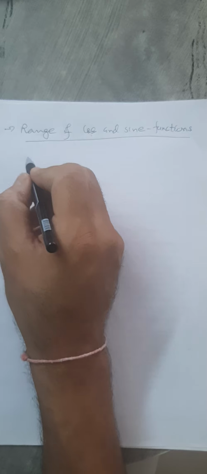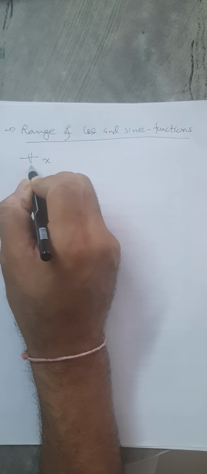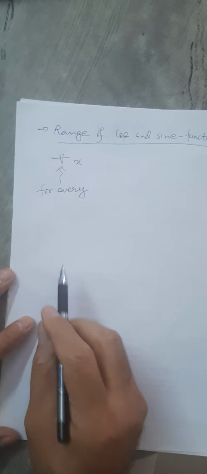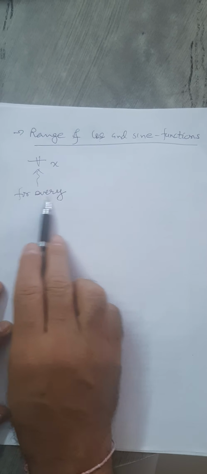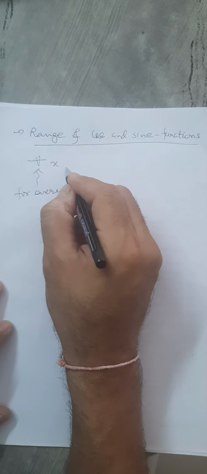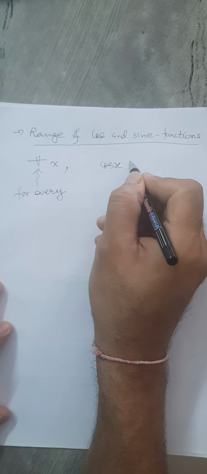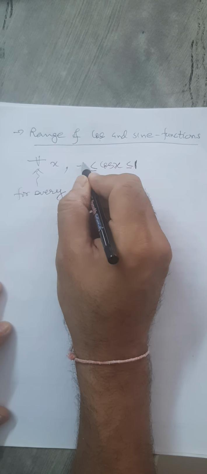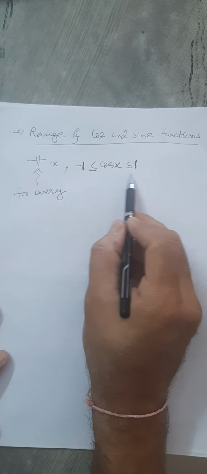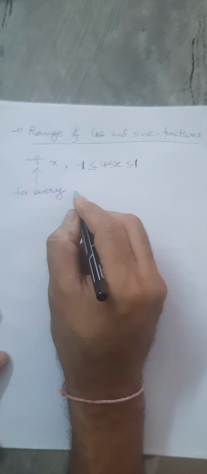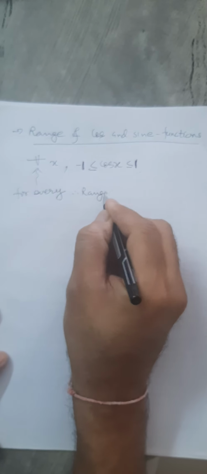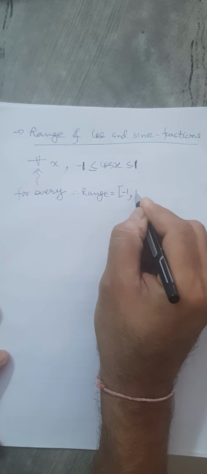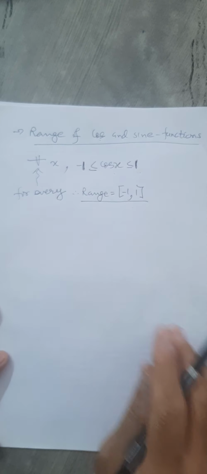So you know from the unit circle, for every x, this is read as for every. For every x, arc length x, cos x maximum is 1. It never goes beyond 1 and it is always greater than or equal to -1. So values are always from -1 to 1. So therefore we say that the range is the closed interval -1 to 1, of which function? Cos function.